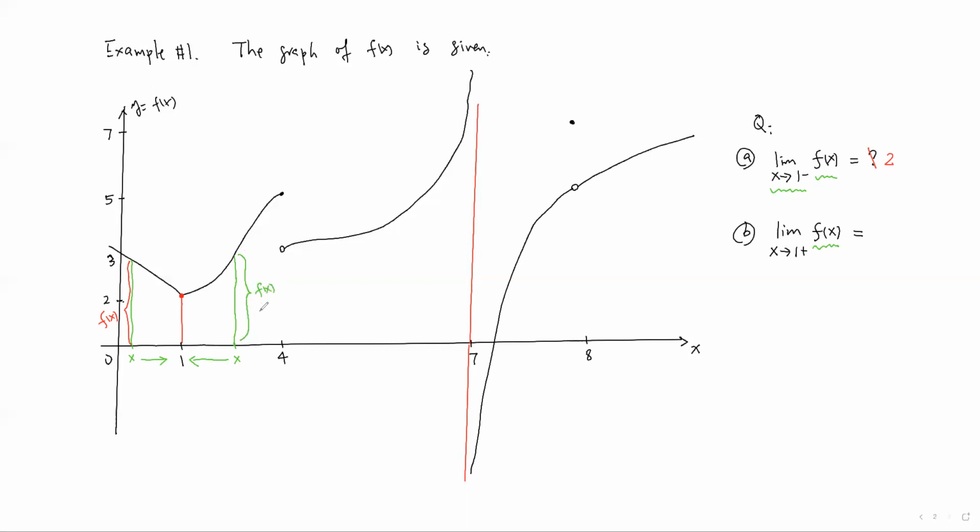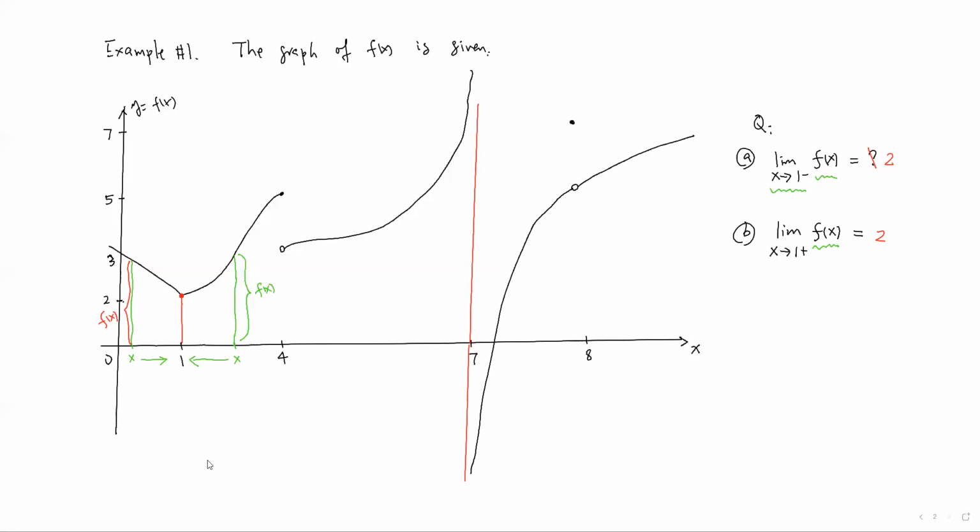Now, as x is closer and closer to 1, this height is closer and closer to the height of this red point. The height of this red point is 2. Therefore, the answer is 2.